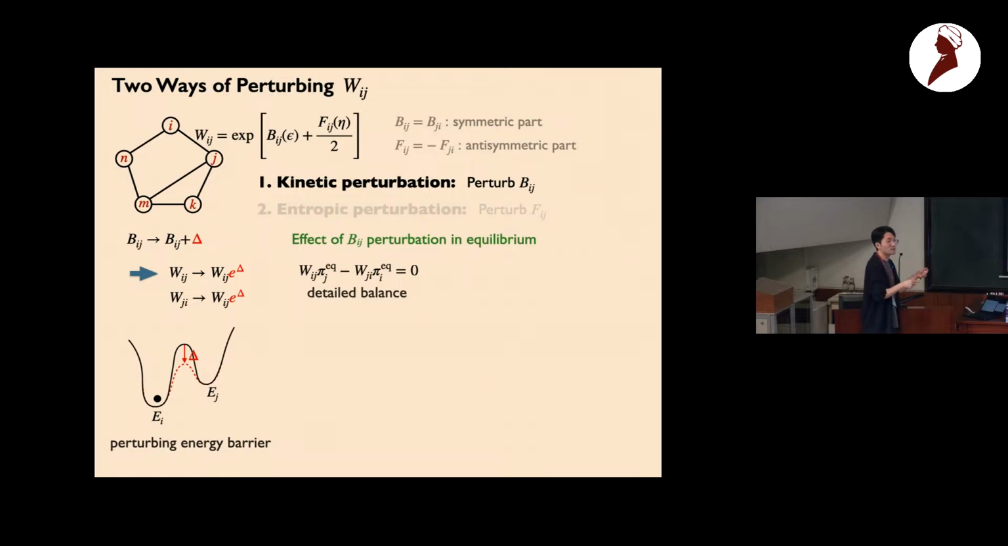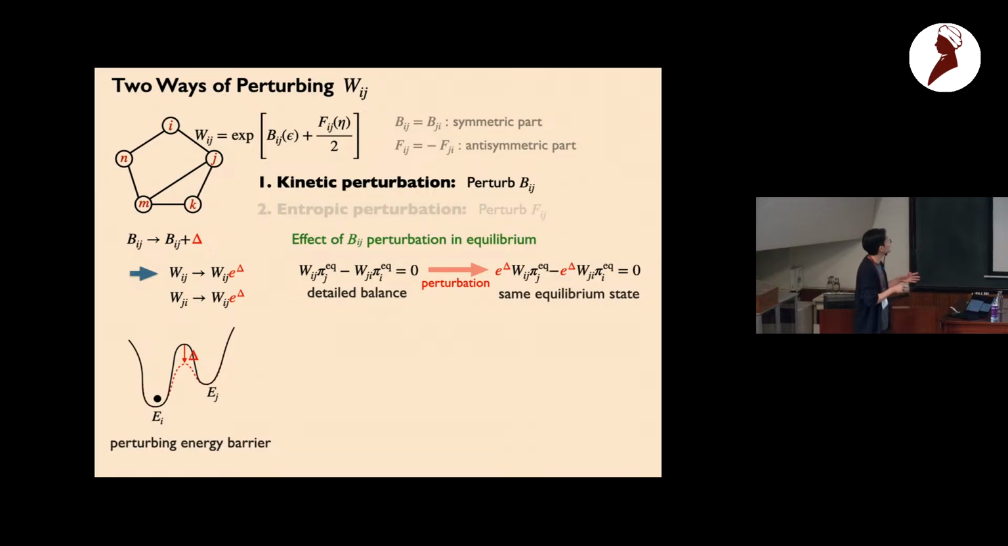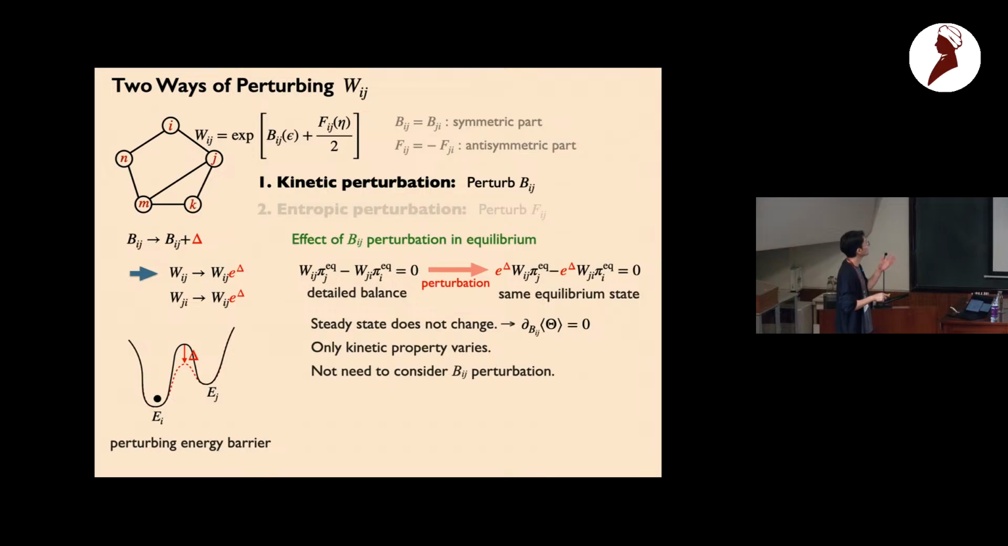So what is the effect of this kinetic perturbation in equilibrium? In equilibrium, the detailed balance condition is satisfied. If we do this kinetic perturbation, then Wij and Wji change in this way. But even though the transition rates change, the same equilibrium state still satisfies detailed balance. That means even though we do this big perturbation, the equilibrium steady state does not change, and the observable does not change. So there is no response to this B perturbation in equilibrium. Only kinetic properties vary. That's why the name is kinetic perturbation.